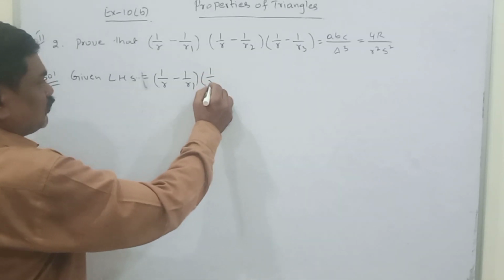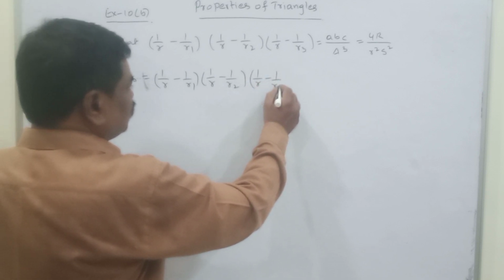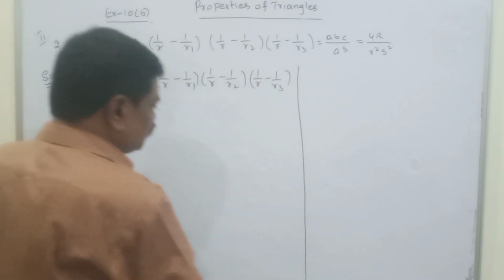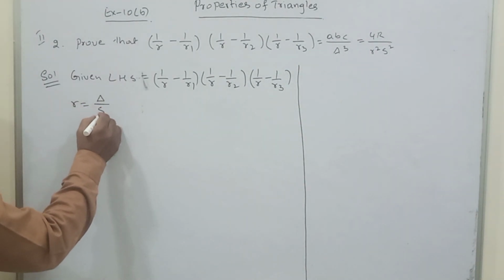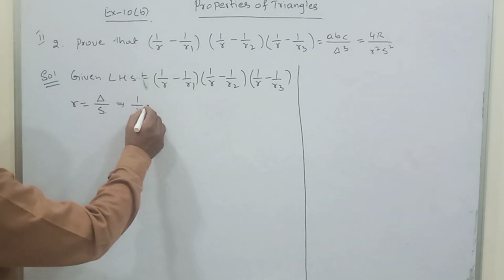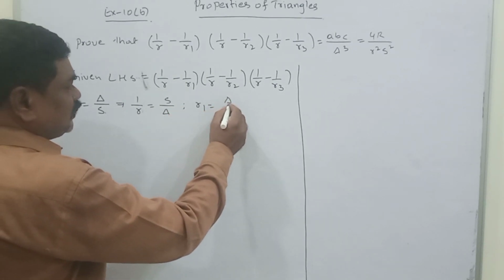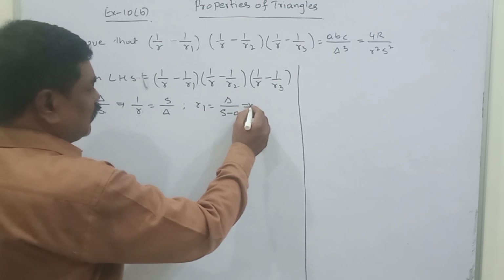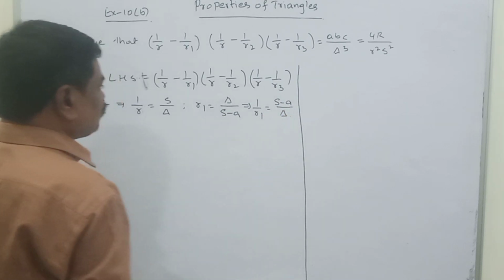What is the given LHS? It is equal to (1/r − 1/r1) into (1/r − 1/r2) into (1/r − 1/r3). We know that r is equal to delta by s, so 1/r is equal to s by delta. r1 is equal to delta by (s − a), which implies 1/r1 is equal to (s − a) by delta.